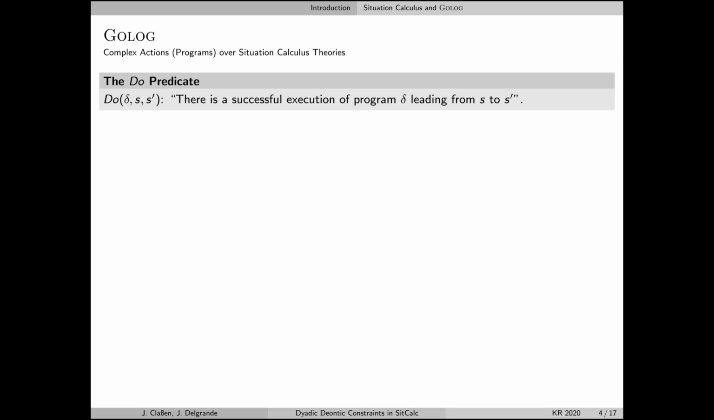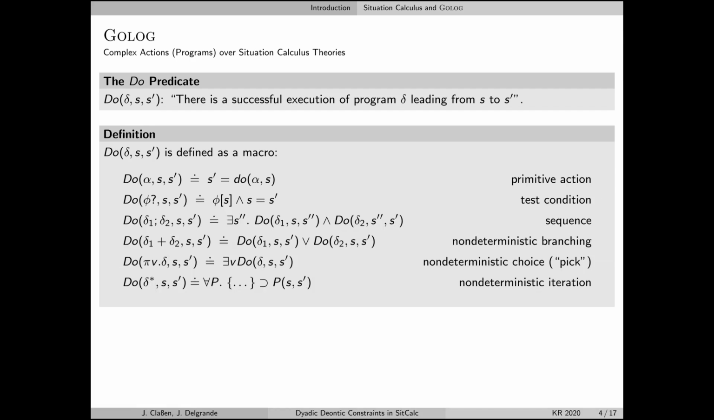Now, GOLOG is a language that allows us to express complex actions, also called programs, over the primitive actions defined in the basic action theory. Its semantics is defined using the Do predicate with a capital D that intuitively is used to express that there is a successful execution of program delta leading from situation s to s prime. Do is defined inductively by means of a macro. Here we consider the most basic set of program constructs containing primitive action, test condition, sequence, non-deterministic branching, non-deterministic choice, also called pick operator, and the Kleene star.